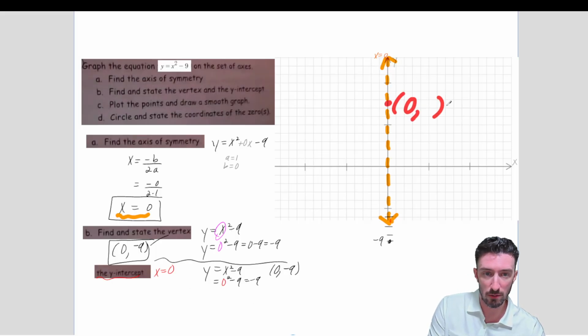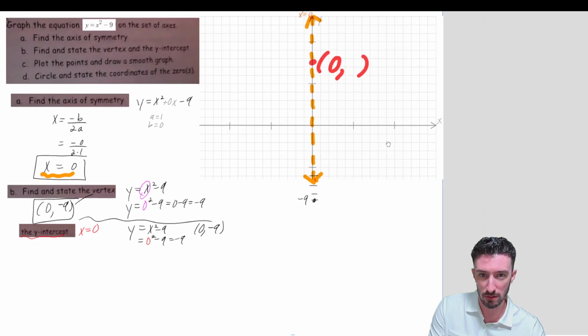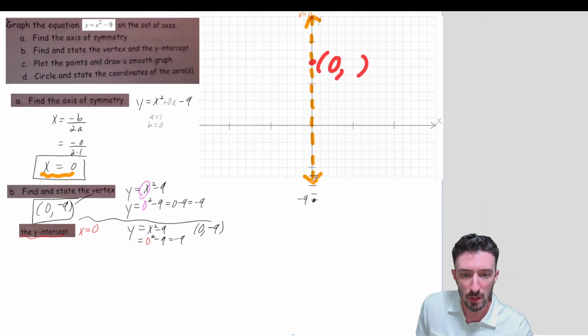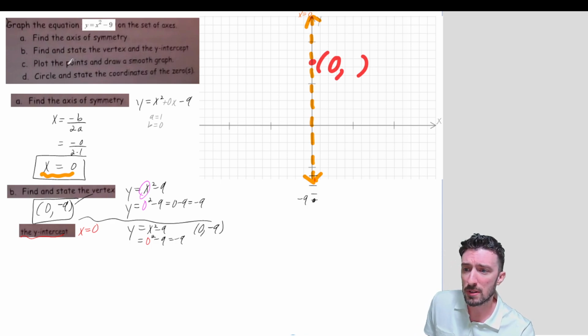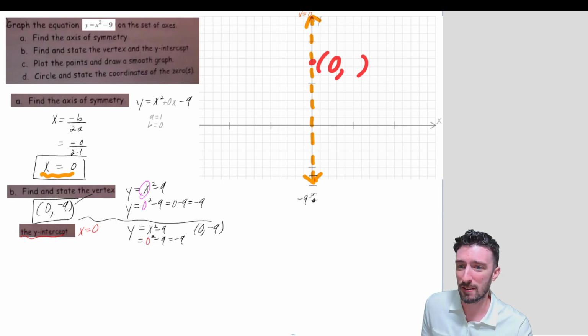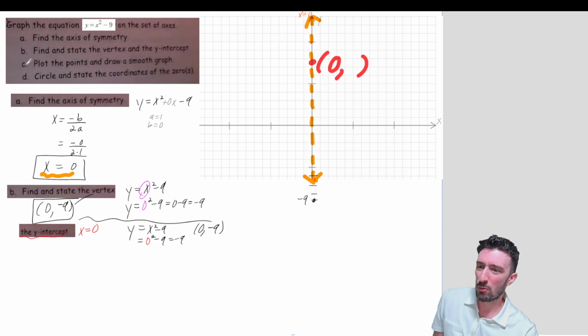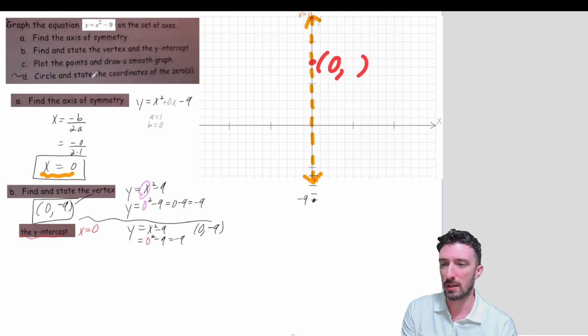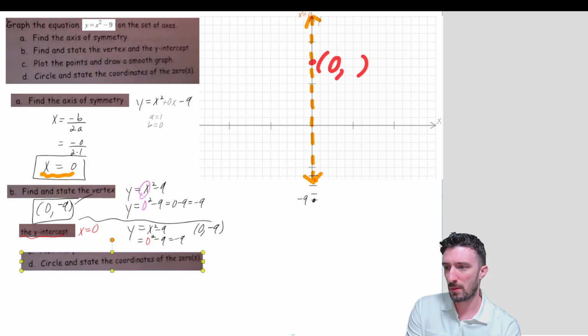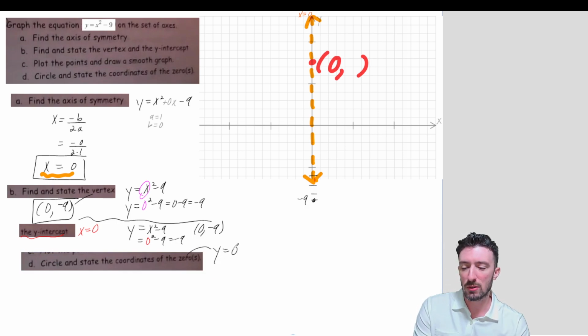And now let's zoom out a little bit so we can see everything clearly without me being in the way. And then at that point, we've got part B done. Now it says plot the points and draw a smooth graph. Well, I've only got one point here. So before we do part C, let's actually do part D so we get some extra points. And those points are actually going to be our zeros. Now, when it says zeros, it means that the y is equal to 0. So it's the same thing as saying the x-intercepts.